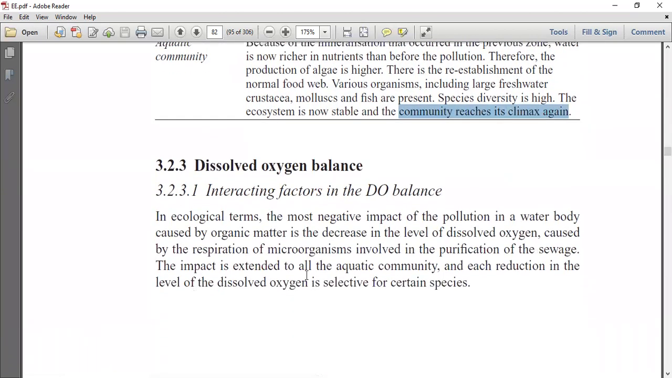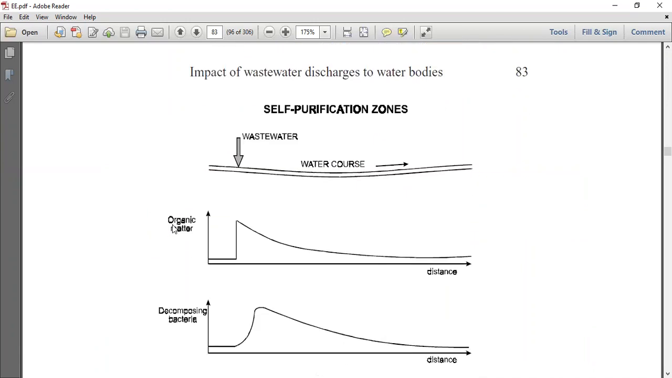Dissolved oxygen balance. Interacting factors in the dissolved oxygen balance. In ecological terms, the most negative impact of the pollution in a water body caused by organic matter is a decrease in the level of dissolved oxygen caused by the respiration of the microorganisms involved in the purification of the sewage. The impact is extended to the whole aquatic community and each reduction in the level of dissolved oxygen is selective for certain species.